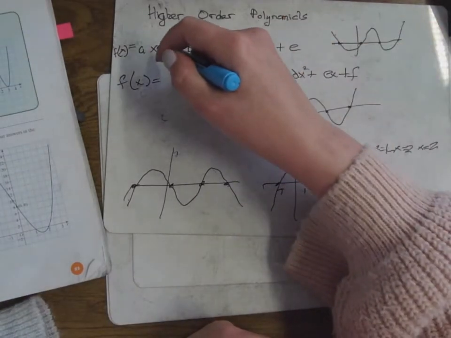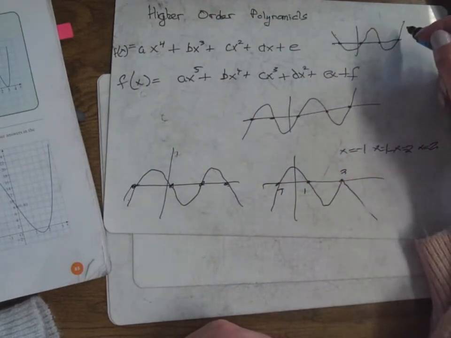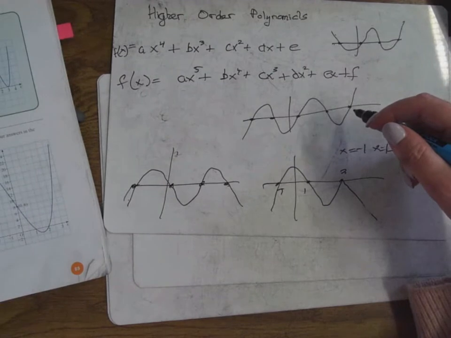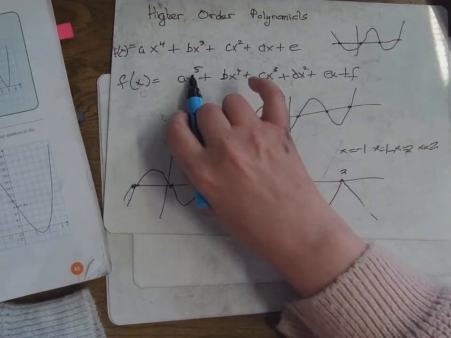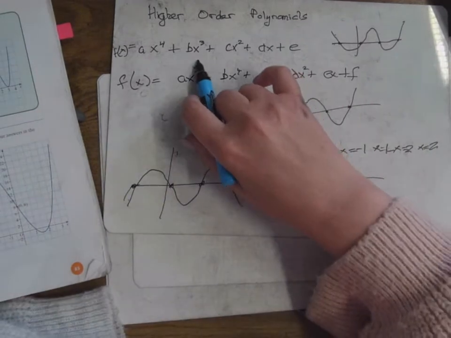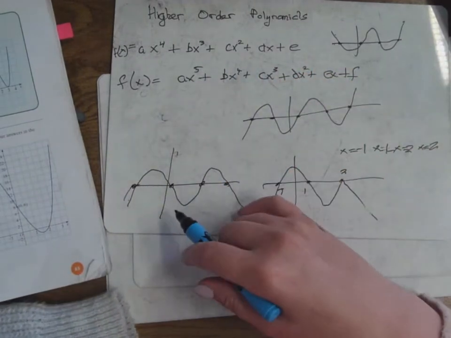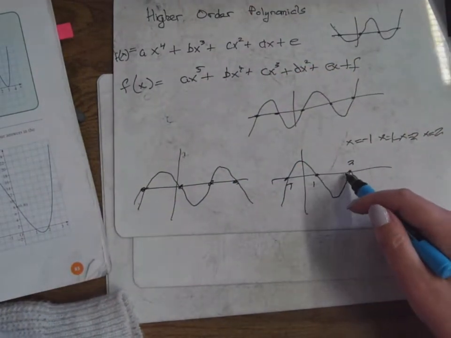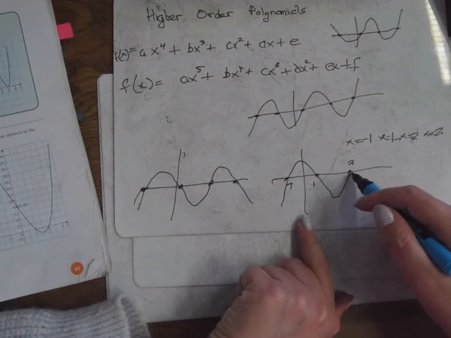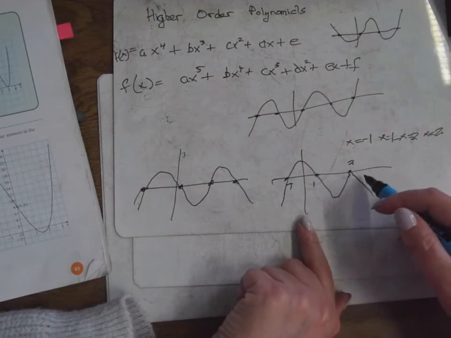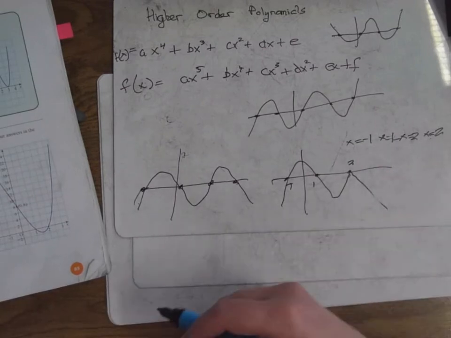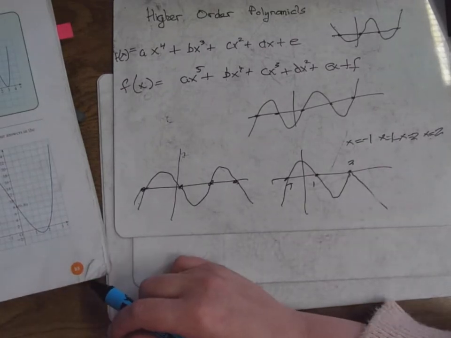If it's even, they start and finish in the same direction. If it's odd, they start and finish in opposite directions. And there's 5 solutions, so that means it crosses the x-axis 5 times. There's 4 solutions, it crosses 4 times. And just watch the equal roots. If it hits the x-axis and turns back at the x-axis, you have to write that root down twice, because that means there's equal roots. Are we good with that?